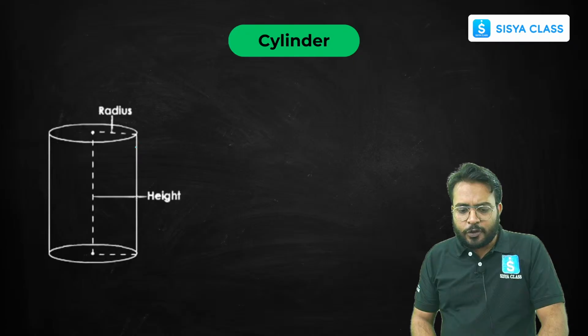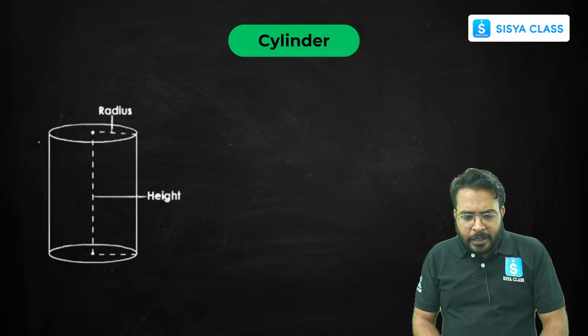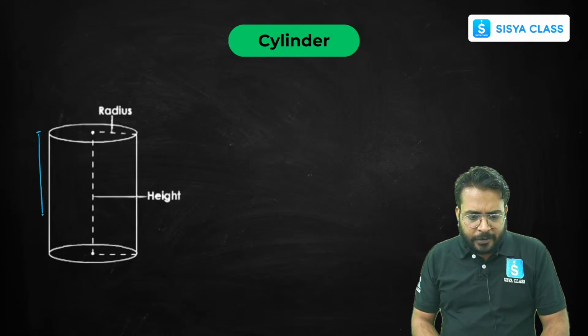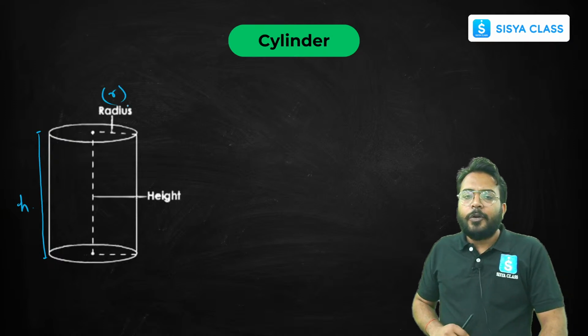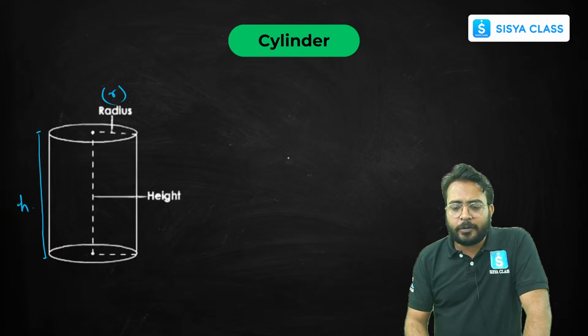Okay, fine. So for the cylinder, the height of the cylinder is H, right? Height of my cylinder is H. And the radius, suppose it is small r.